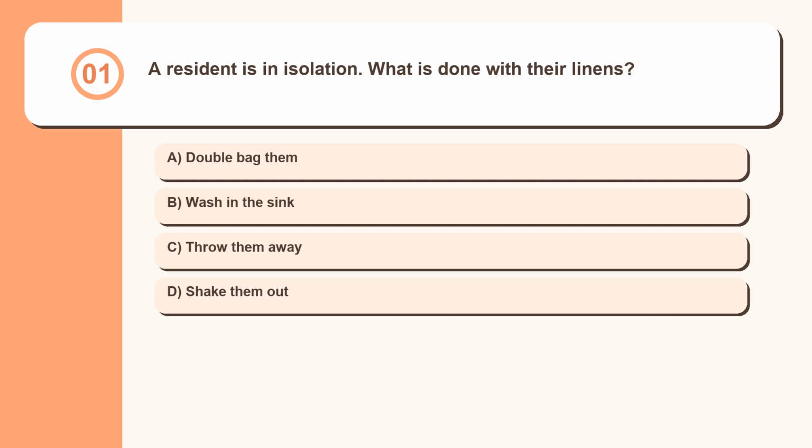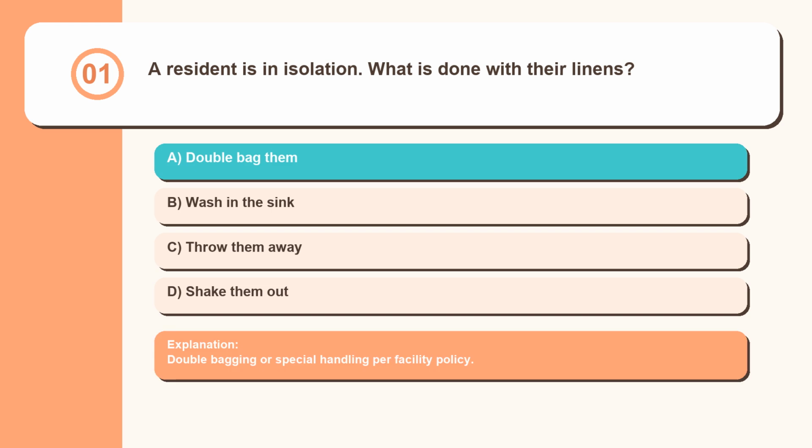Question 1. A resident is in isolation. What is done with their linens? Double bag them. Wash in the sink. Throw them away. Shake them out. Answer: Double bagging or special handling per facility policy.